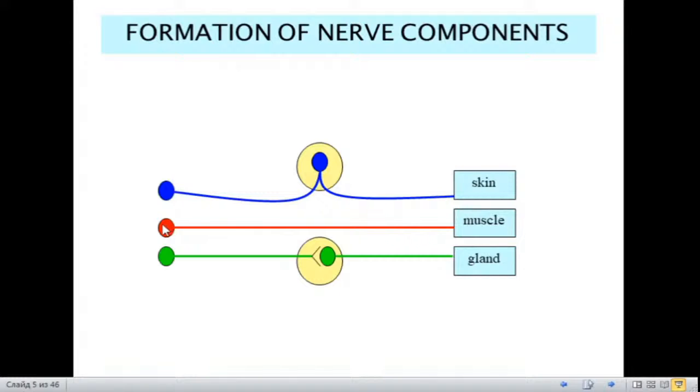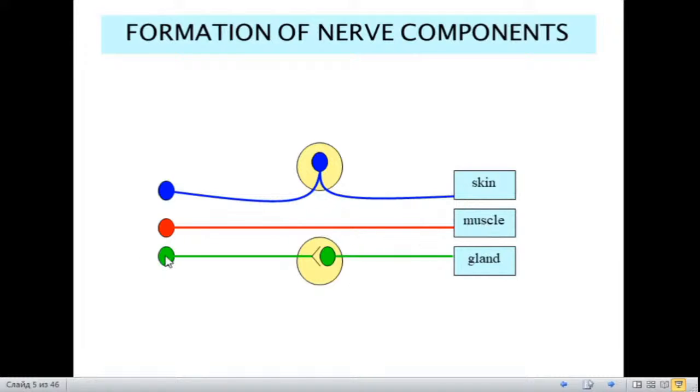Motor component. As you know, some cranial nerves have motor nuclei located in the brainstem. These nuclei contain multipolar neurons and especially their cell bodies. And axons of these neurons pass through the corresponding cranial nerve towards skeletal muscle.